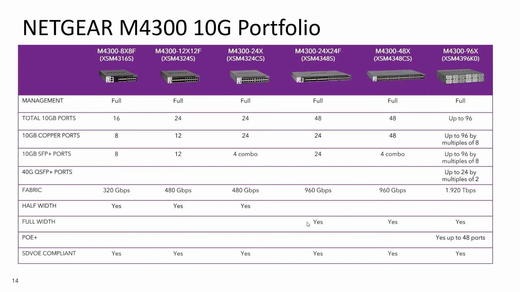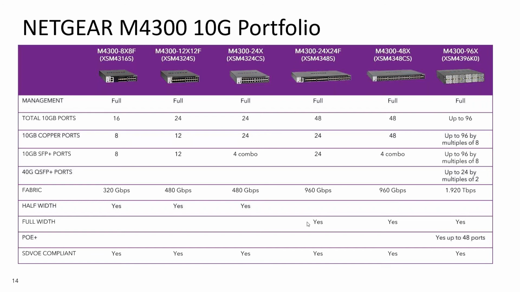Let's move forward. There are a couple other combination models. We do have a 12 by 12, very similar to the 8 by 8, but with 12 of each of those ports. And then as you walk through, we have a 24 port all copper. We also have a 24 by 24, same thing. However, this is a full 19-inch rack model. The 24 by 24 is 24 ports of copper and 24 ports of fiber.